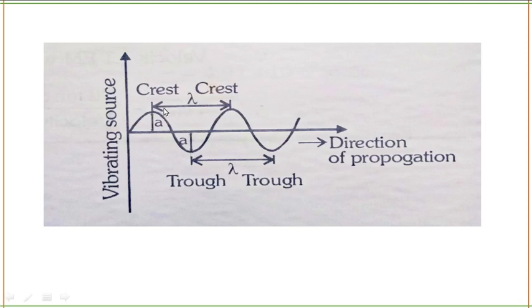Also, you can see here a symbol lambda between two consecutive crests. This represents the wavelength. So, one could say wavelength is the distance between two consecutive crests or two consecutive troughs. This is the direction of propagation in which the wave is moving, and this particular small a represents the amplitude of wave, which means the height of crest and the depth of trough.